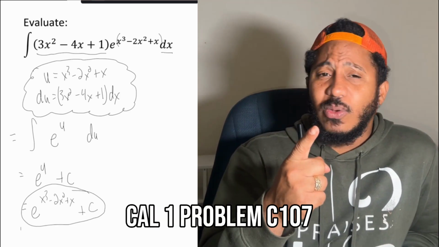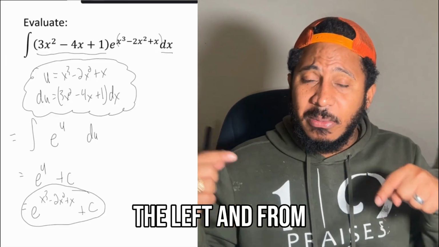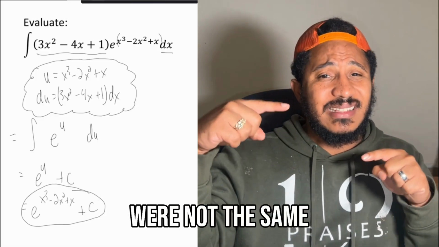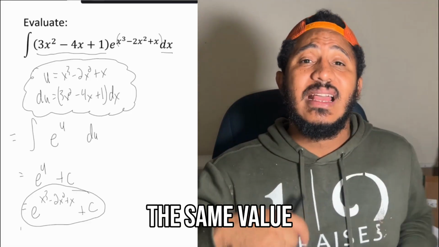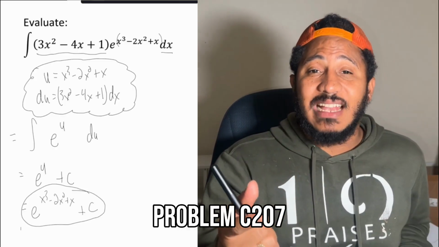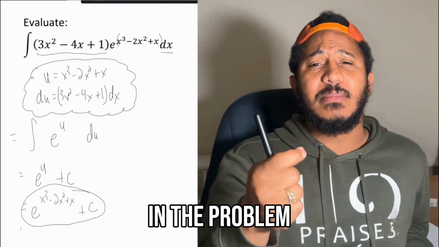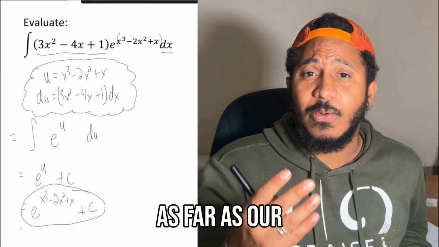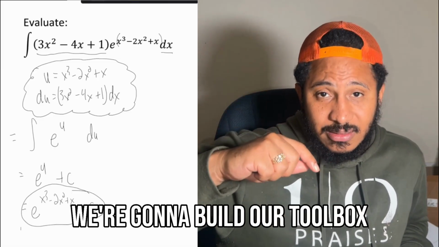Cal 1 problem C107: we saw that in that problem, we're looking at these one-sided limits from the left and from the right. Because they didn't evaluate to the same value, we know that the limit does not exist. In our Cal 2 problem, C207, we saw this was a quick u-sub. We can see that the du is still in the problem. So always consider that when trying to evaluate integrals, because we're going to build our toolbox over time.